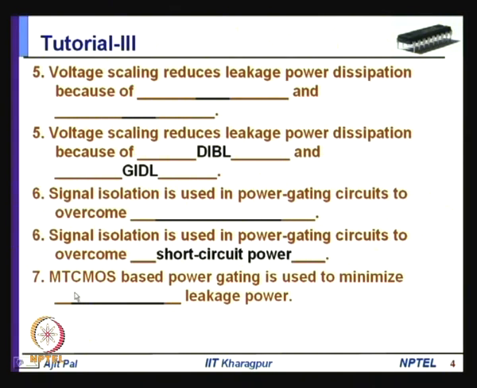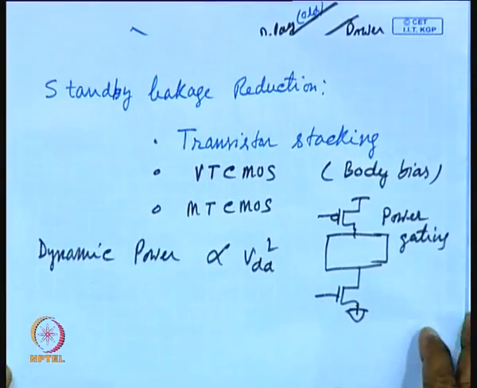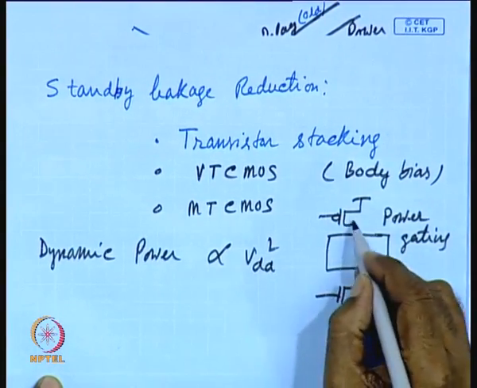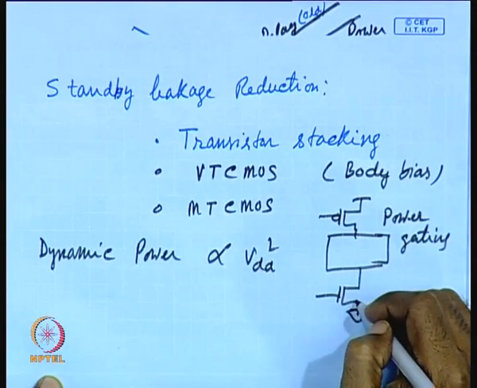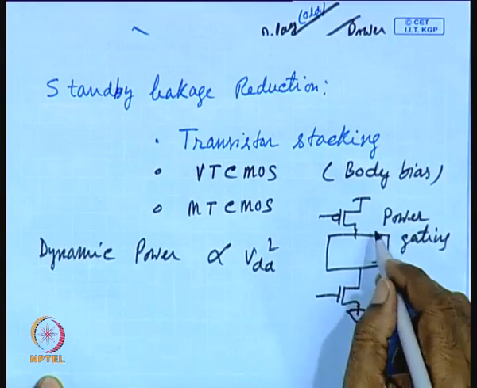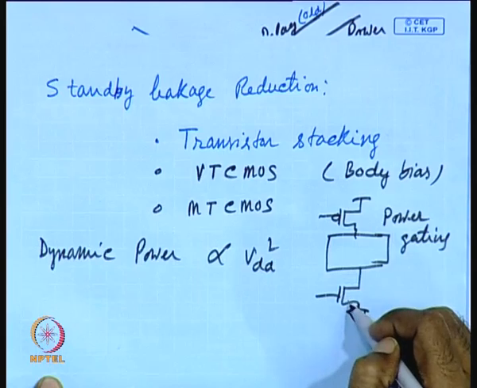Coming to question 7, empty CMOS based power gating is used to minimize dash leakage power. As you know, I have already discussed empty CMOS based power gating is used to minimize standby leakage power. Empty CMOS based power gating is essentially you are putting the high FET transistors in series. You will be applying a sleep control signal here, and when the circuit is in standby, these transistors are off, and as a consequence leakage power will be less.